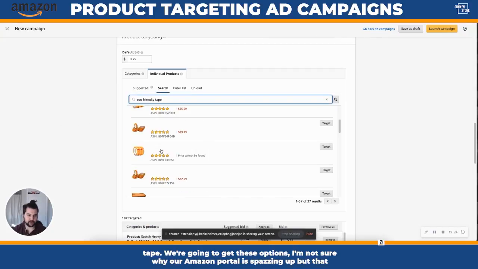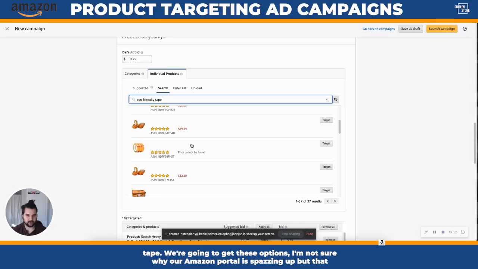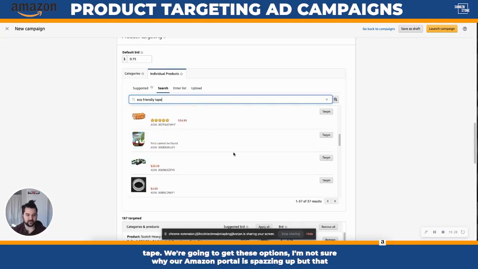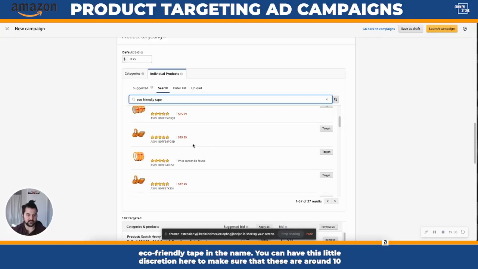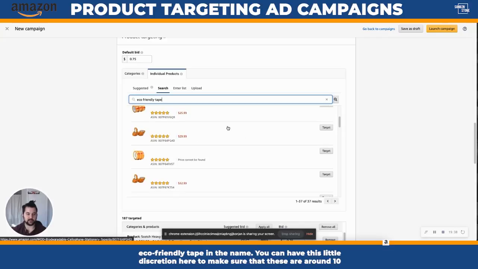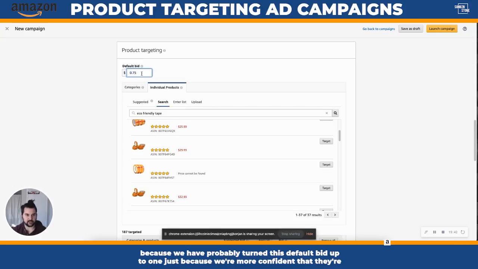We're going to get these options. I'm not sure why our Amazon portal is spazzing out, but that actually makes the editor's job easy, that you can't see these. So we just go and target the ones that have like eco-friendly tape in the name. You're going to have to use a little discretion here. I like to make sure that these are around 10 because we would probably turn this default bid up to like 1 just because we're more confident that they're going to convert.